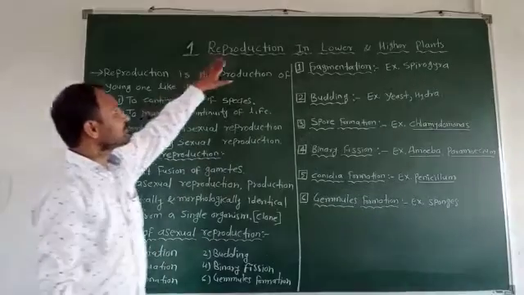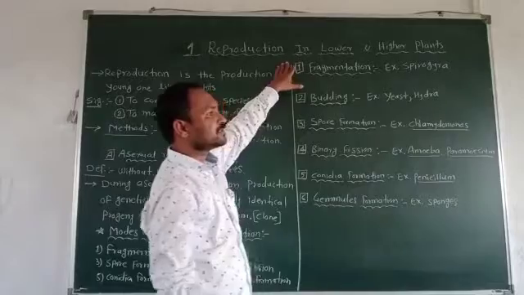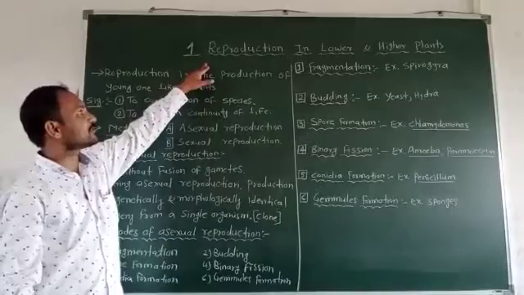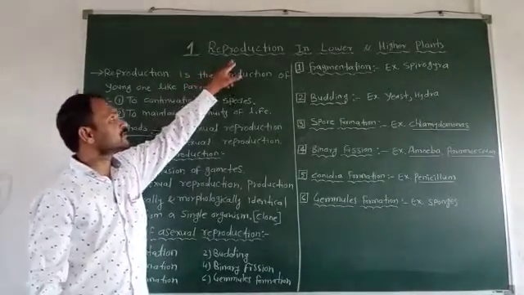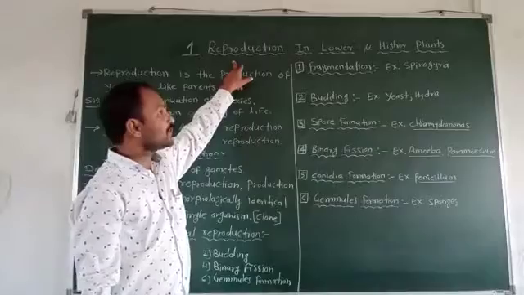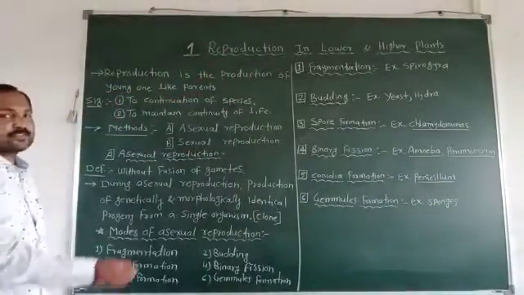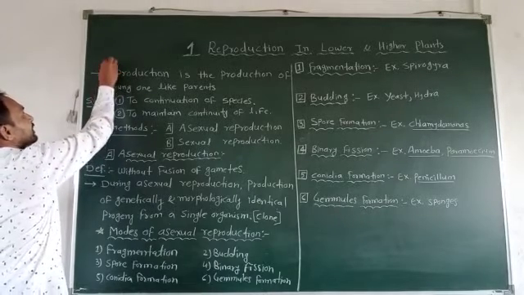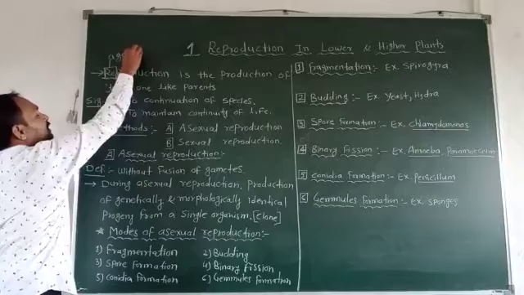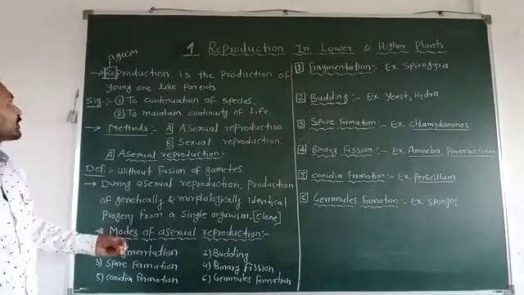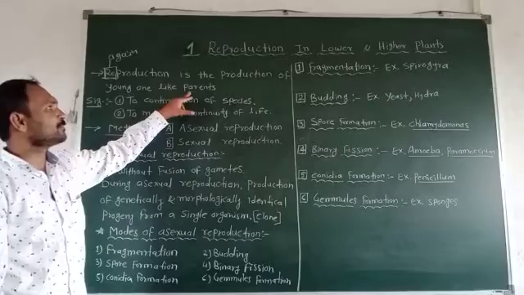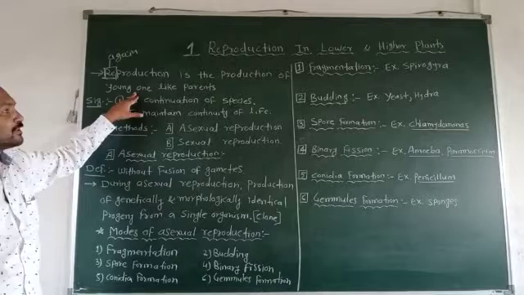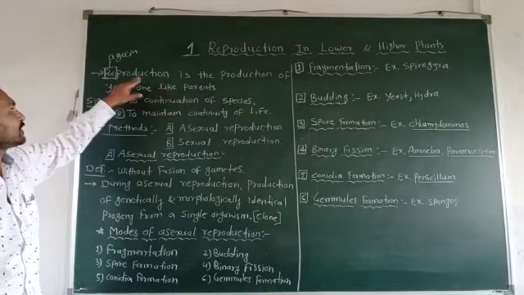Now in the first chapter, reproduction in lower and higher plants, we learn about reproduction. Reproduction is one of the life processes. It is the life process which helps living organisms. Then what is reproduction? Reproduction means re means again, again production of young ones like their parents. Reproduction is the production of young ones like parents. That is called reproduction.